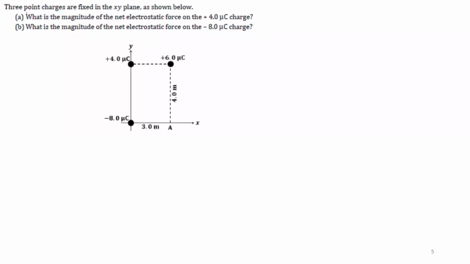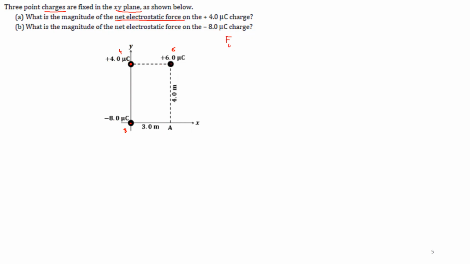So we have 3 point charges that are fixed in the XY plane, as shown in the figure below. We have this charge here, this charge, and this charge. So the question is, what is the magnitude of the net electrostatic force acting on the +4 microcoulomb charge here? Okay, so just for the sake of calling these charges, this charge has a charge of -8 microcoulomb, so I will call it 8, for instance. This charge has a charge 4, I will call it charge number 4. This charge has charge 6, I will call it charge 6. Okay. So I'm asking you, what is the net electrostatic force on 4?